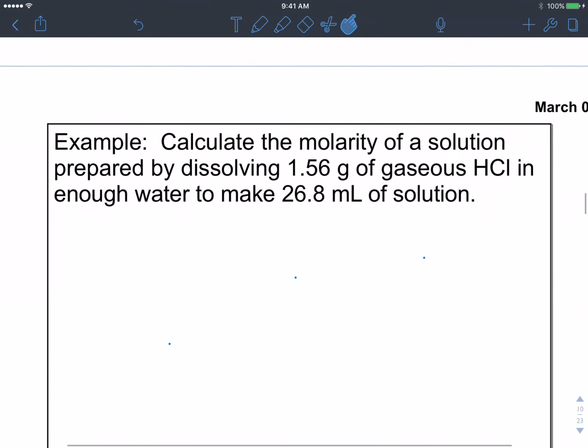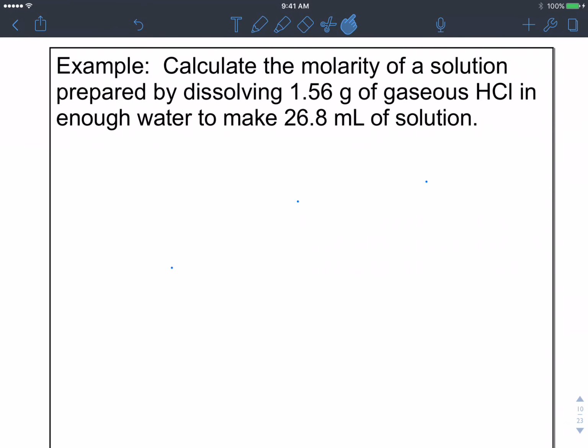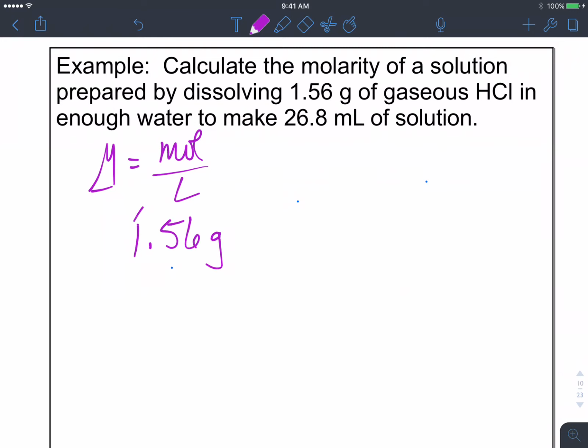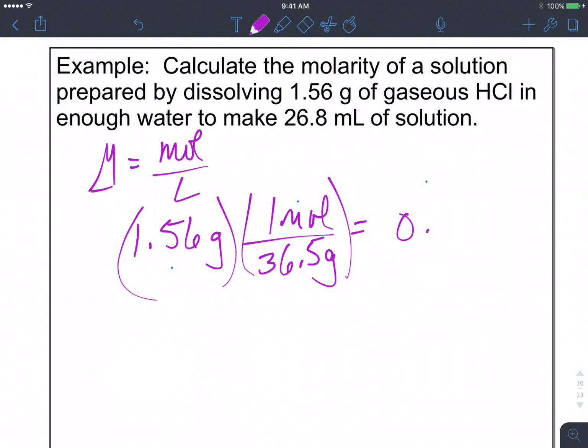Another example here, we could calculate the molarity of a solution prepared by dissolving 1.56 grams of gaseous HCl in enough water to make 26.8 milliliters of solution. So again, we know molarity is moles over liters. We need to convert our 1.56 grams of HCl. HCl weighs 36.5 grams in 1 mole. And we can then get 0.043 moles of HCl. Now, the difference here is that our volume is in milliliters, so you need to convert that as well. You could do that a couple different ways.